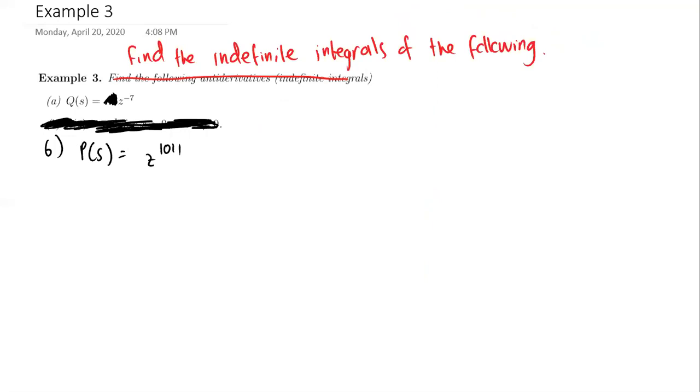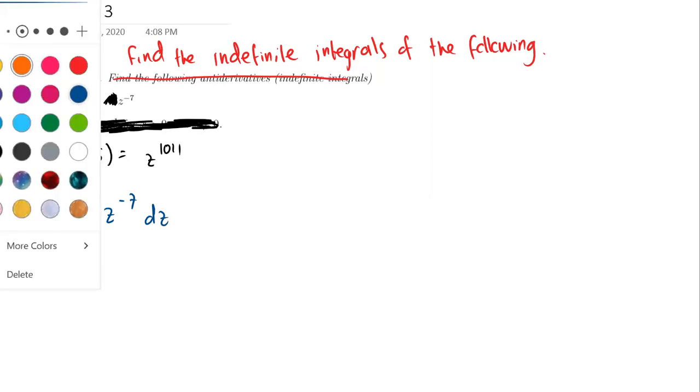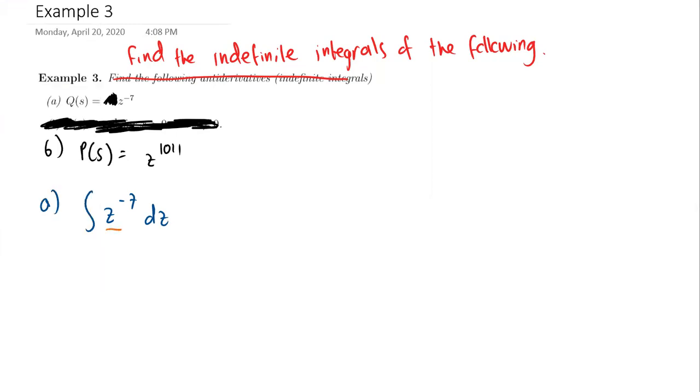So find the indefinite integrals of the following. Okay? So we want to find for a, the indefinite integral of z to the -7. Now here, I want to point something out. Whatever variable you're using for the integrand has to be the same variable that you use here. And again, that's kind of weird why it is like that. It's going to be made clear in chapter 5. For now, just think, okay, whatever variable I'm using in the integrand, it has to be the same variable after the d. Right? So if I'm using z as the variable in the integrand, I want to use dz.